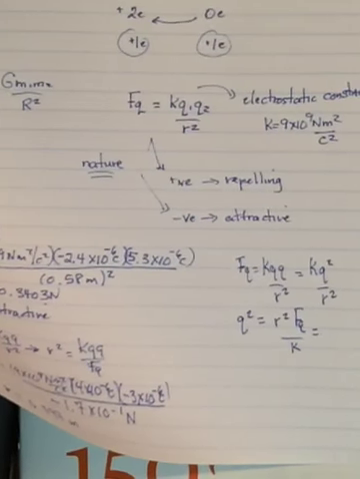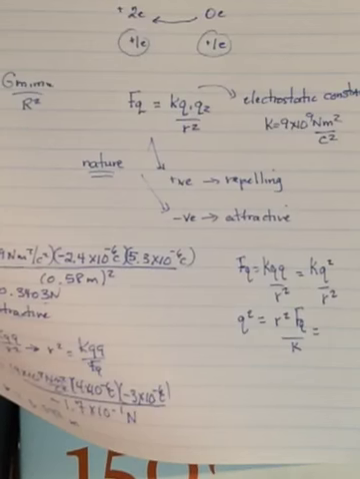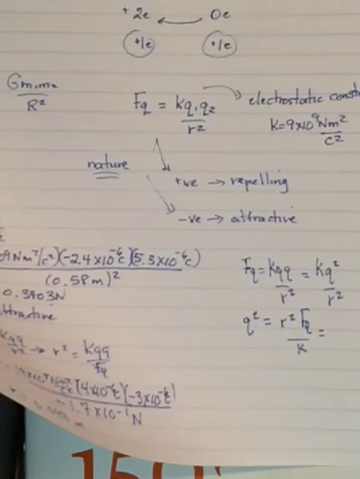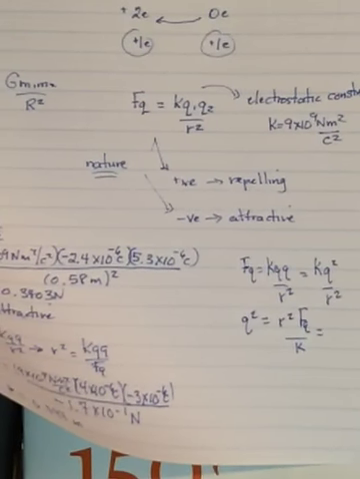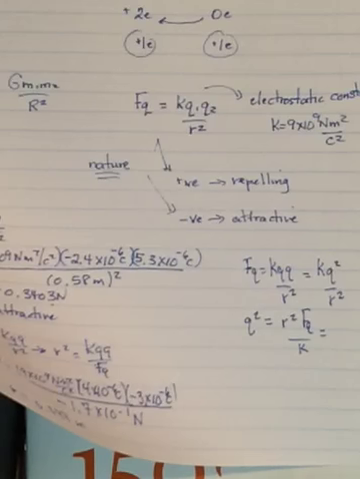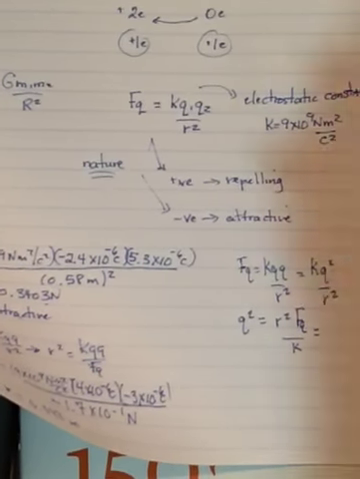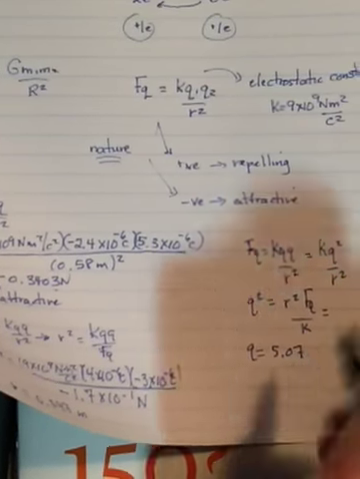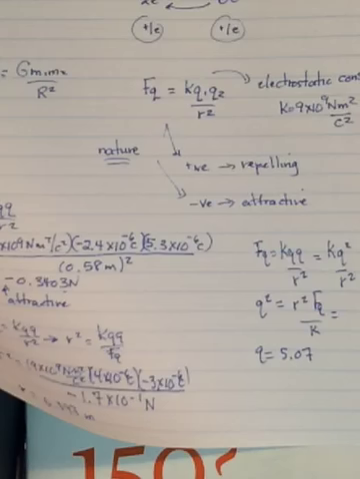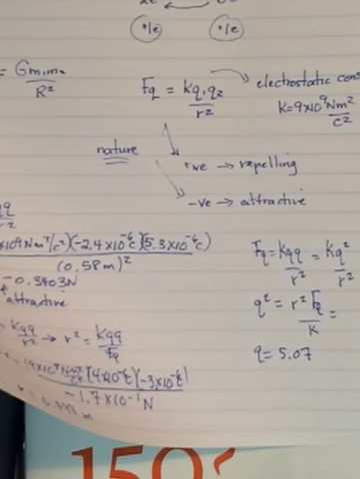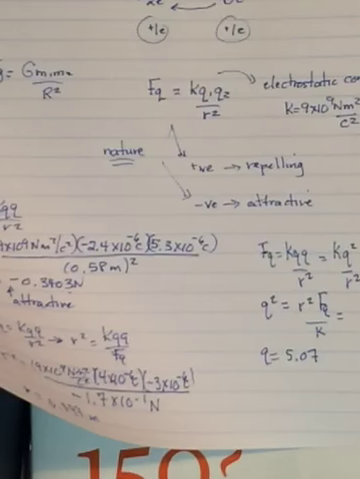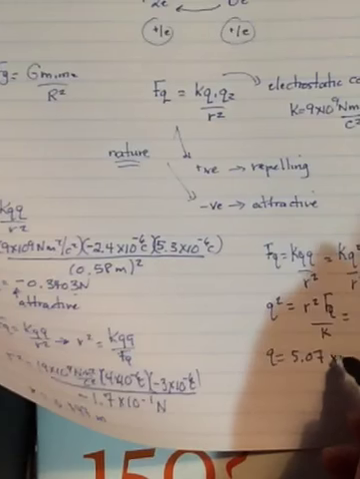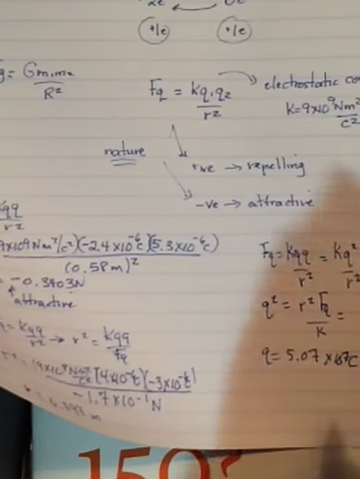0.34 meters, and that's squared, times 2 to the negative 2, and then divide by 9 to the 9th, and then that's Q squared, so take the square root, and you get for Q, after you take the square root, 5.07 times 10 to the, 1, 2, 3, 4, 5, 6, I think it's 7. Yeah, it's 7. And it's really 5.068 times 10 to the negative 7 coulombs.